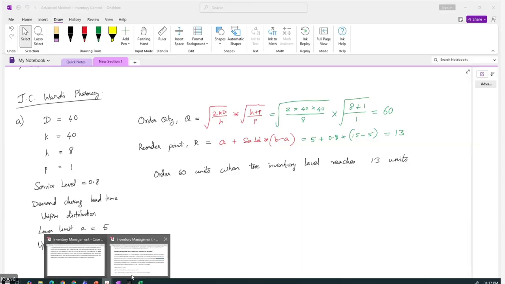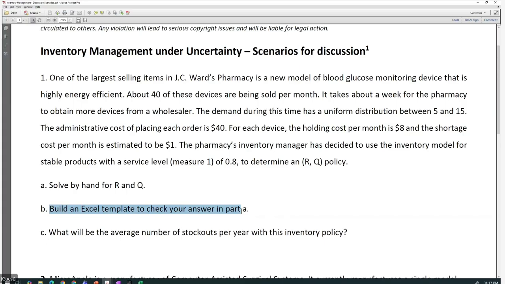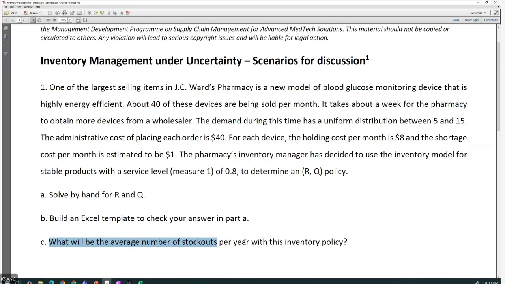Part B is you can build an Excel template. In the interest of time, we are not doing that right now. You can please go back and try that. Okay. Part C, what will be the average number of stock out per year with this inventory policy, right?